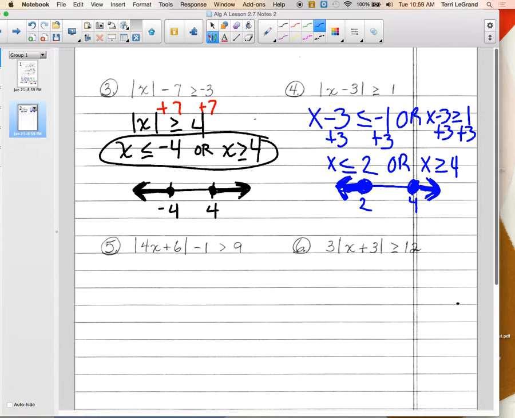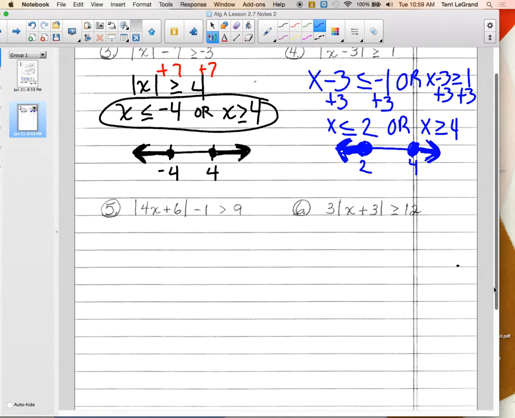So what step did you really get to skip in this one? Getting the absolute value expression by itself. And we do not want to just go right to adding 3 to both sides, because that 3 is involved in the absolute value part. So we can't mess with it until we get our compound inequality set up and get those absolute value bars out of there. Okay?